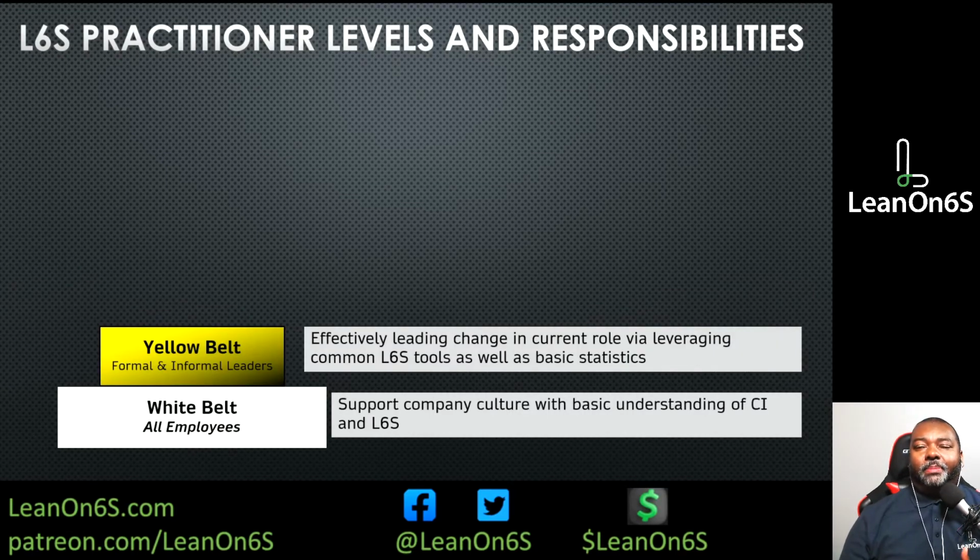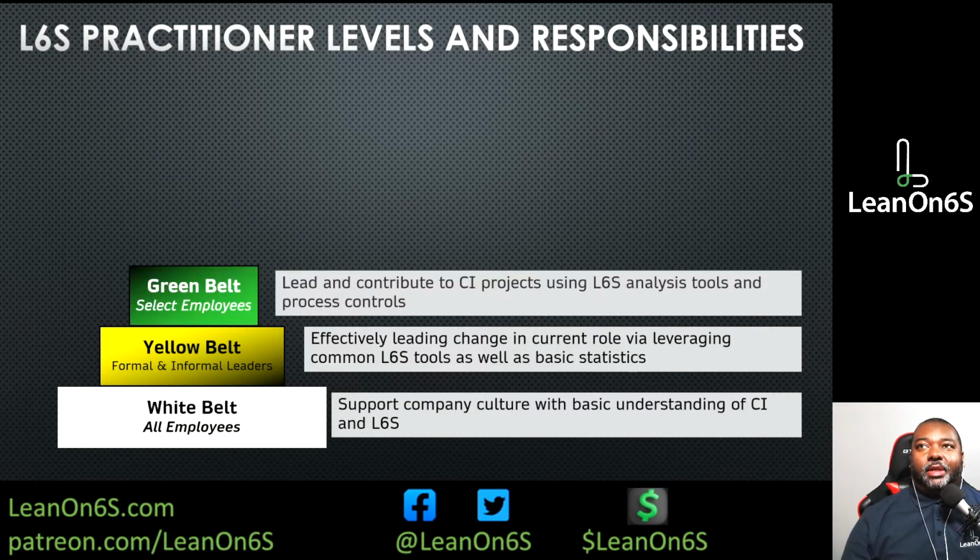Now, beyond that, you have what's called yellow belt. That's the next level up. And yellow belt really focuses more on formal and informal leaders effectively leading change in their current roles. Sometimes this may have project work associated with it, sometimes not. I personally believe that Lean Six Sigma is a practice, and to become a practitioner, you have to practice at it. So typically, the yellow belts to certify will have a small scale project that they work over a few weeks to be able to utilize some of the more fundamental concepts within Lean Six Sigma.